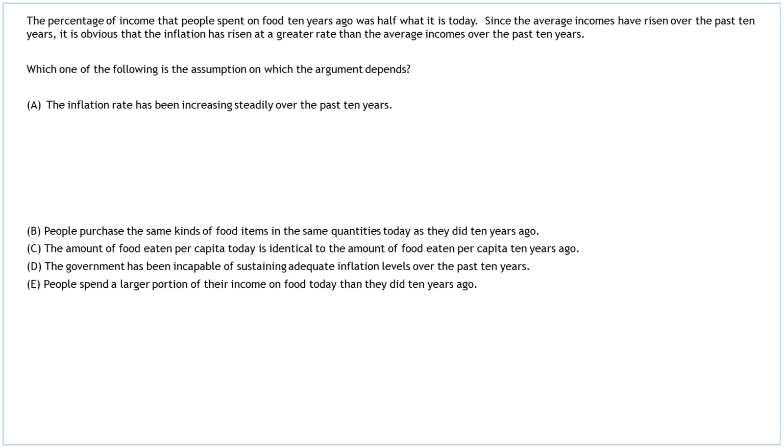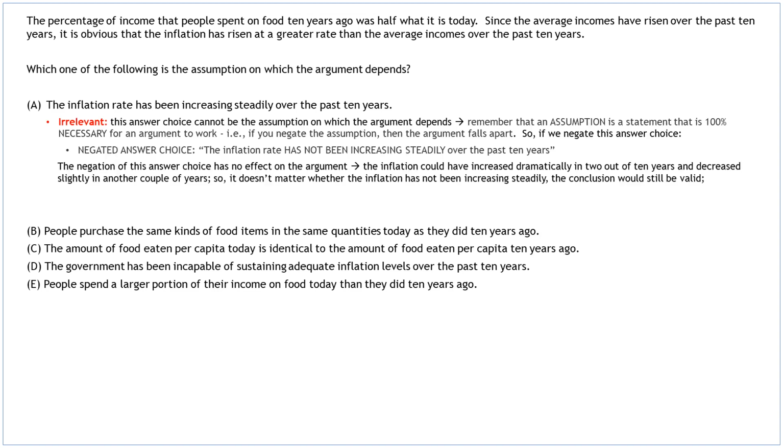Let's start with answer choice A. This answer choice cannot be the assumption on which the argument depends. Remember that an assumption is a statement that is absolutely necessary for an argument to work. If you negate the assumption, then the argument falls apart. So, if we negate this answer choice, the inflation rate has not been increasing steadily over the past 10 years. The negation of this answer choice has no effect on the argument.